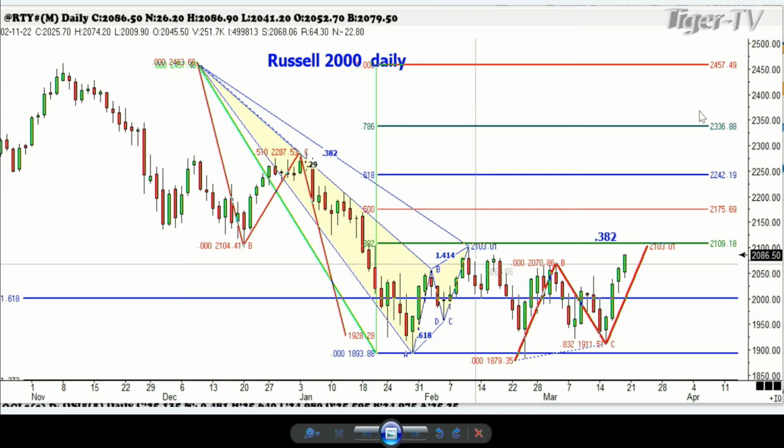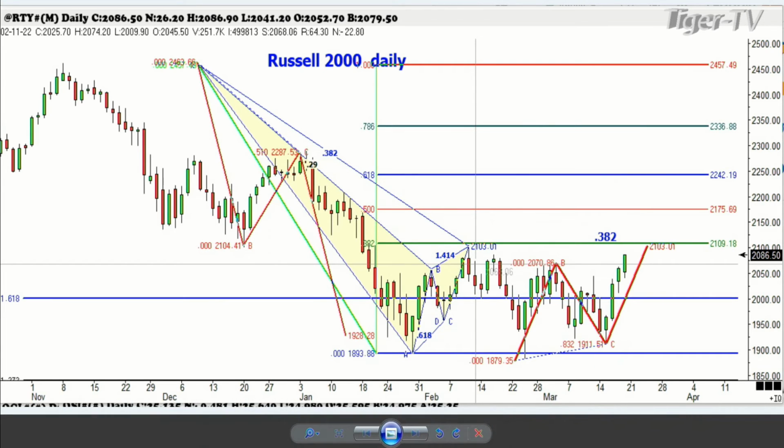If it comes popping out of here, we're going higher. If it breaks below here, we're going lower. Odds favor going lower right now, but remember, chance favors the prepared mind. The quote of none other than Louis, I call it like I see it, Pasteur. And he was certainly one smart dude, as we all know. So that was the Russell.